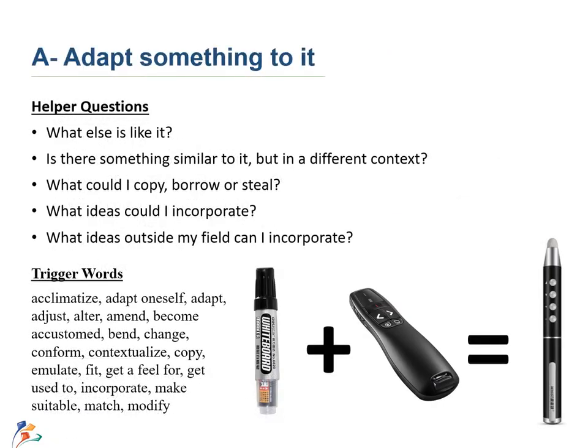A in Scamper stands for adapt. Think of what functions or elements from another product can be added to the existing product. Ask questions like what else is like it? Is there something similar to it, but in a different context? What could I copy, borrow, or steal? What ideas could I incorporate? For example, instead of using a whiteboard marker and a PowerPoint remote control, what if we adapt the feature of the PowerPoint remote control to the whiteboard marker? Would it be more practical to facilitate a presentation?